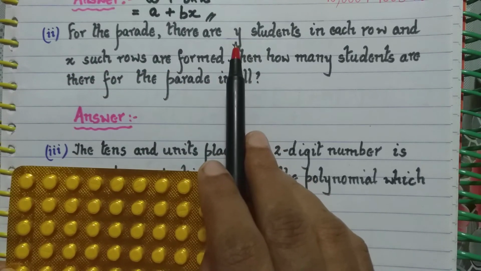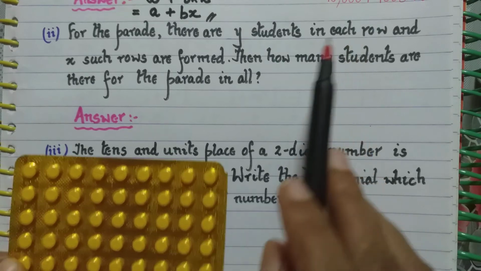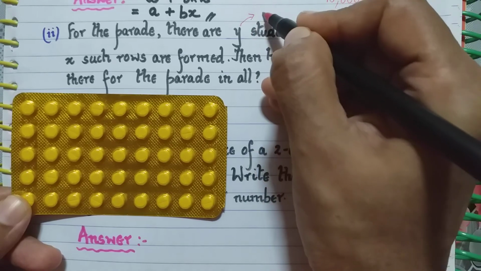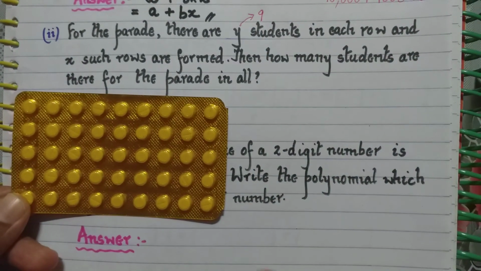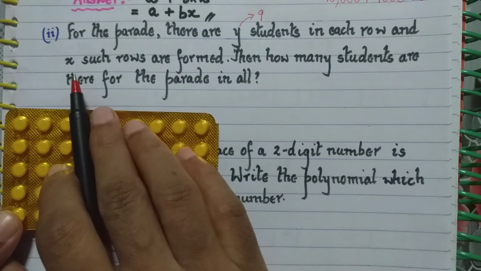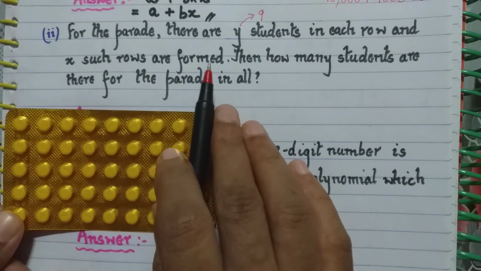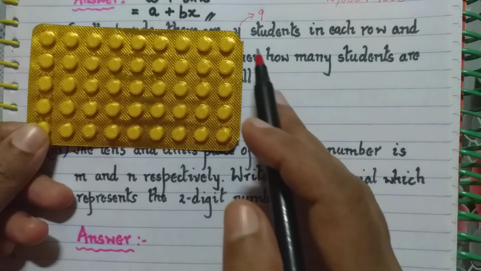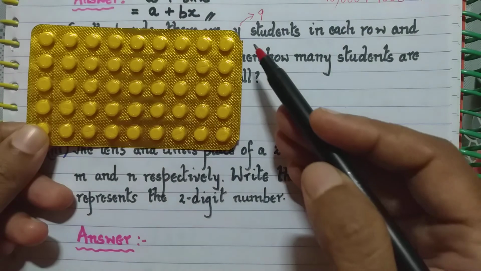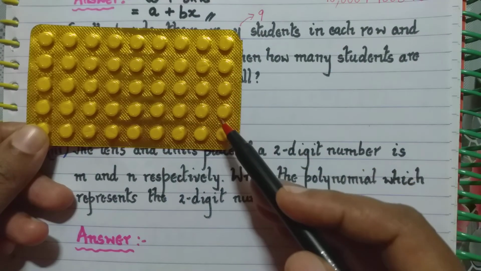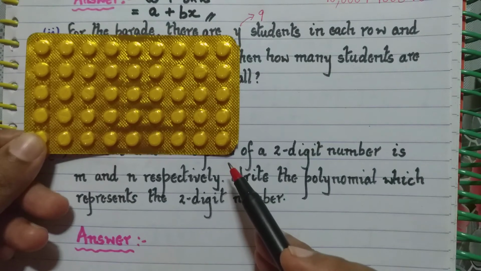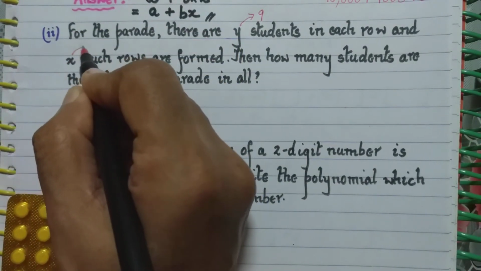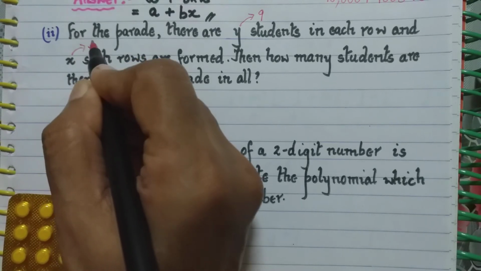Now what have they said? There are Y students in each row. According to my medicine strip, this Y, I can take it as 9. Now, and X such rows are formed. Now, with these 9 tablets in each row, how many rows do we have? 1, 2, 3, 4 and 5. So I have 5 rows. Therefore, in place of X now, I can write 5.